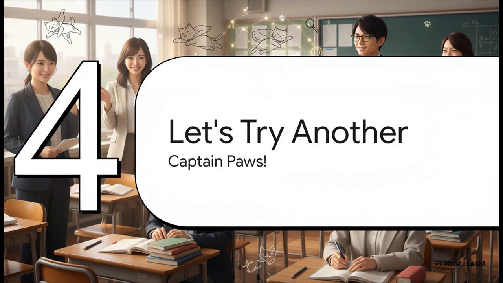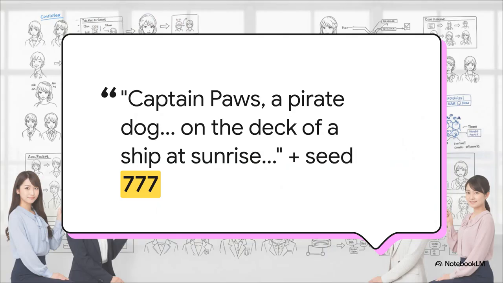And this method works for any character. I don't care how wild. To prove it, let's have a little fun and create Captain Paws. So here is his master prompt. Again, we're being super specific. A pirate dog, tricorn hat, eye patch, red coat. We put him on a ship at sunrise, and we give him his very own seed, 777. And there he is, our definitive Captain Paws.